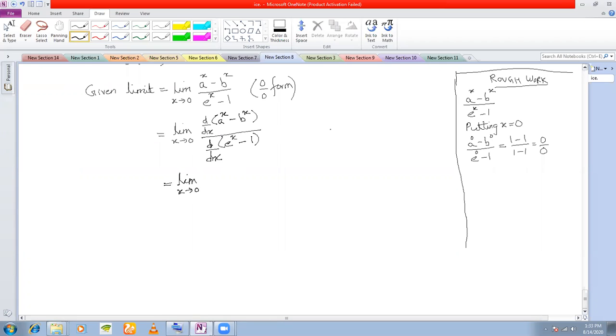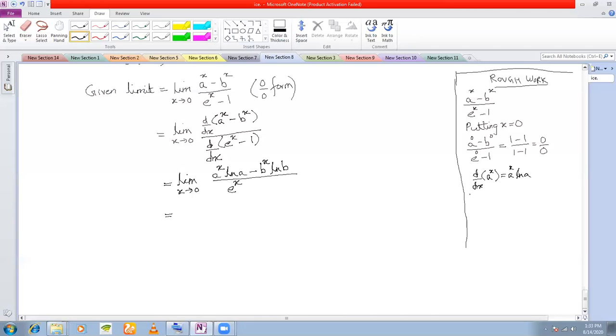Now e to the power of x, remember what is the d/dx of e to the power of x? d/dx of a to the power of x is a to the power of x into the natural log of a. So this is a to the power of x ln a, and similarly b to the power of x is b to the power of x ln b, right? Divided by d/dx of e to the power of x, which is e to the power of x, and d/dx of 1 is 0. Okay, so we have got this.